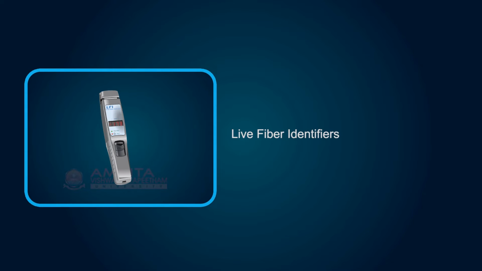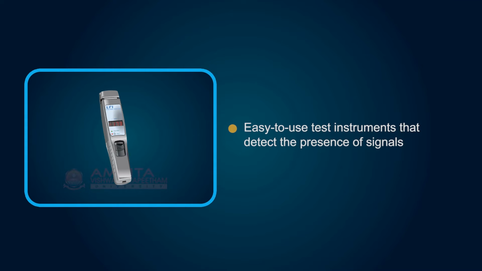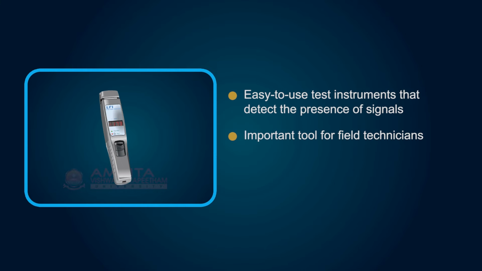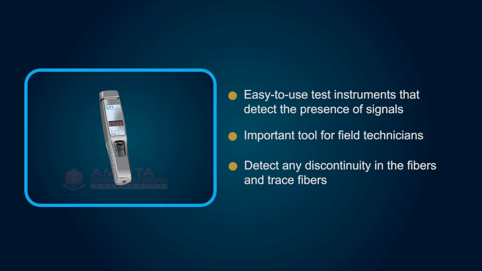Live fiber identifiers. Live fiber identifiers are rugged, easy-to-use test instruments that detect the presence of signals on optical fibers. It is an important tool for field technicians. It helps to detect any discontinuity in fibers and trace fibers from end to end.